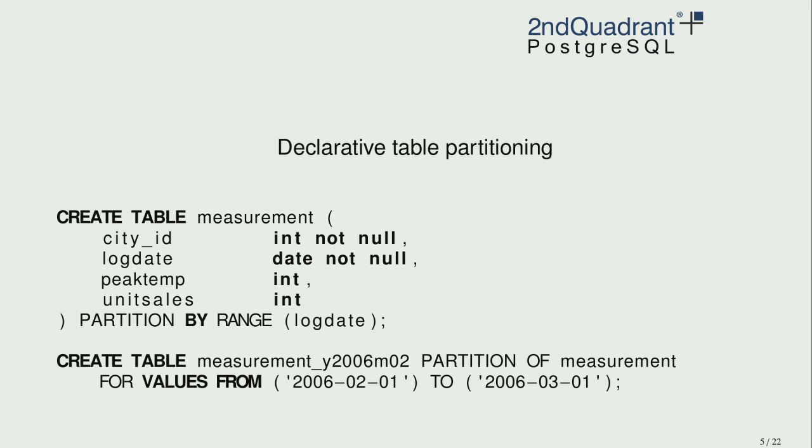So here the example is year 2006, second month. Specifying the partition of this table and specifying the range of dates that it's going to hold. You actually can't insert any data into this yet. And when you create this partition, data that falls into this range is the only data that you'll be able to insert.